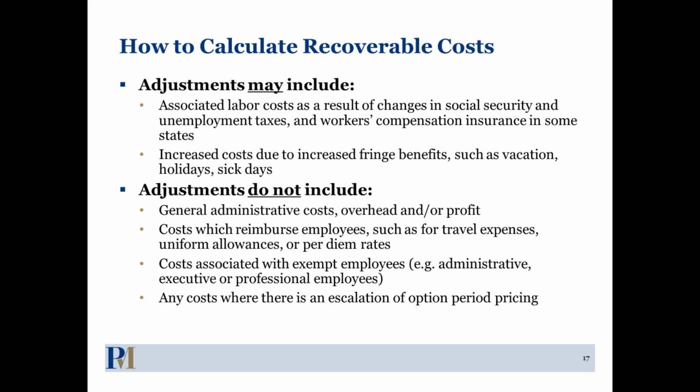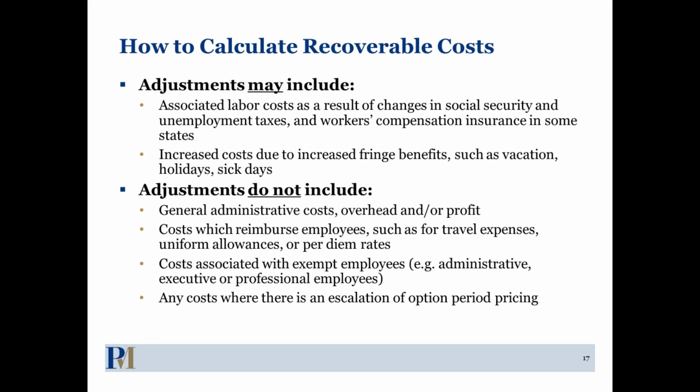How do we calculate some of these recoverable costs? What can be included? Your adjustments can include obviously your labor costs, plus changes in Social Security, unemployment, workers' compensation, okay? Most of those costs are a factor of the labor cost. And so obviously if your labor costs increase, then your Social Security, unemployment, workers' compensation are always going to increase. Increased costs due to fringe benefits such as vacation, holidays, and sick days could also be included.